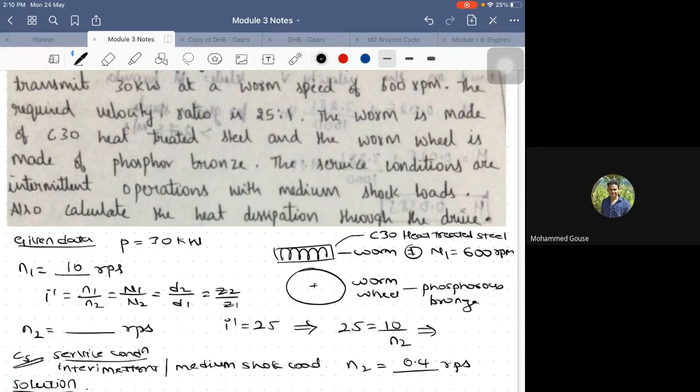Also calculate the heat dissipation through the drive. Whenever he uses the word design, I tell you, calculate each and every component starting from your module. Next, calculate your dynamic load. Next, calculate your wear load. Next, calculate your efficiency. Next, calculate heat generated and heat dissipated. Everything has to be done, irrespective of whether he has asked or not. When he uses the word design, you are supposed to do all this.